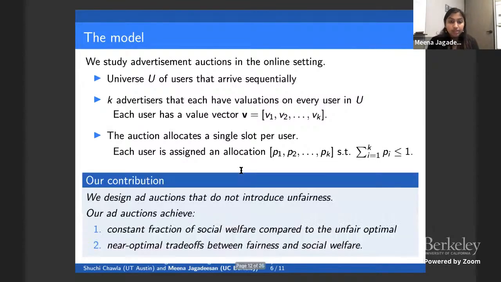So our contribution is ad auctions that do not introduce unfairness. In addition to fairness guarantees, our ad auctions achieve a constant fraction of the social welfare compared to the unfair optimal. This is the benchmark of the maximal social welfare that can be obtained in the absence of any fairness constraints. It also achieves near optimal trade-offs between fairness and social welfare. In this sense, the first point shows that the cost of fairness of these ad auctions is not too high, and the second result shows that these ad auctions are near optimal.